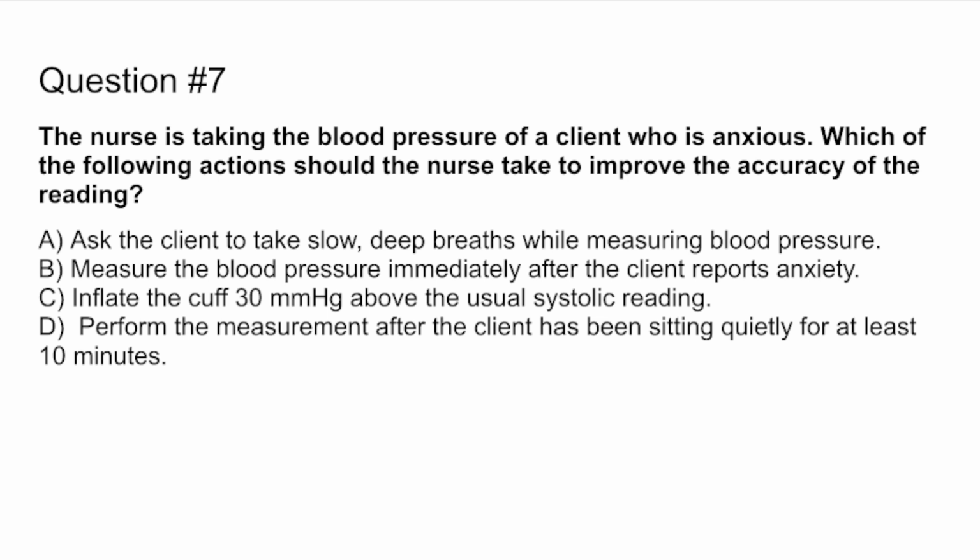So remember the last question, we want to think about the things that can give us an inaccurate reading of blood pressure, right? So why would we want to take the blood pressure right after they express they have anxiety? So B is definitely out of the question. And the question is asking to improve accuracy, and the question is saying the patient has anxiety. So here the answer is going to be D. The answer is going to be D because once the patient is sitting quietly for at least 10 minutes, they have that opportunity for their anxiety to go down, meaning that their blood pressure won't be elevated and give us that false reading.